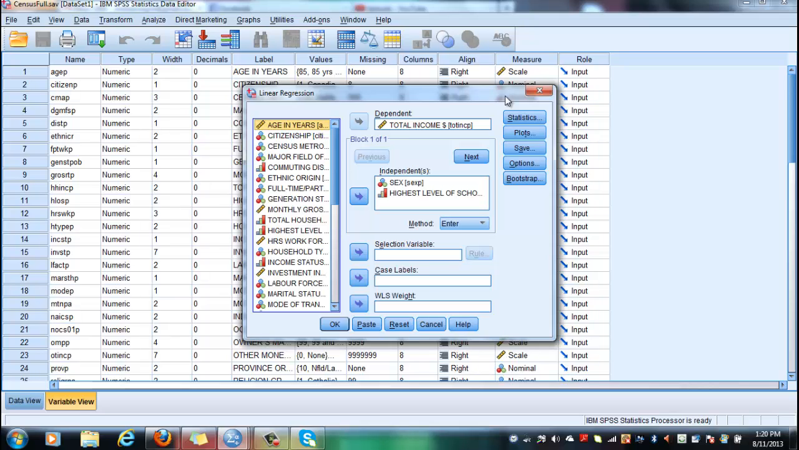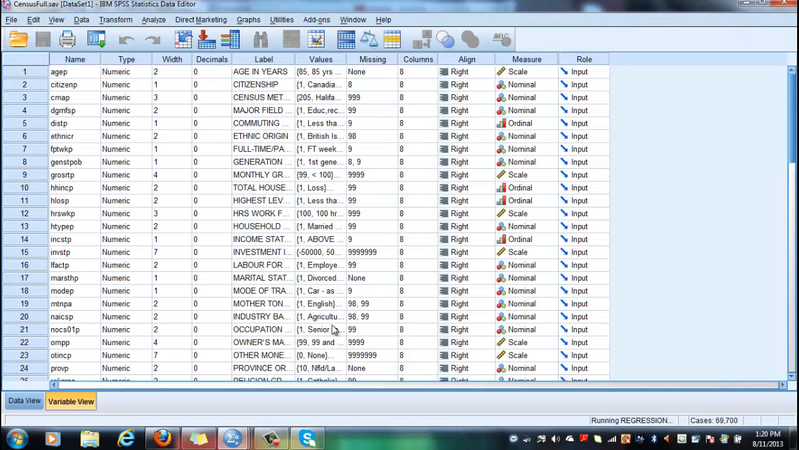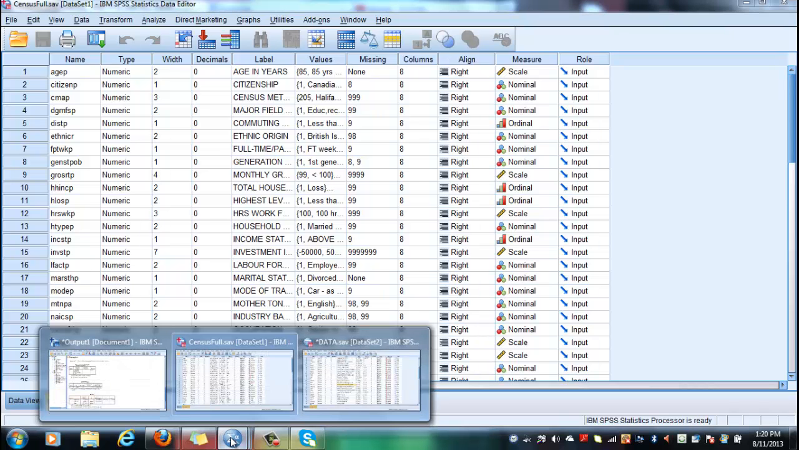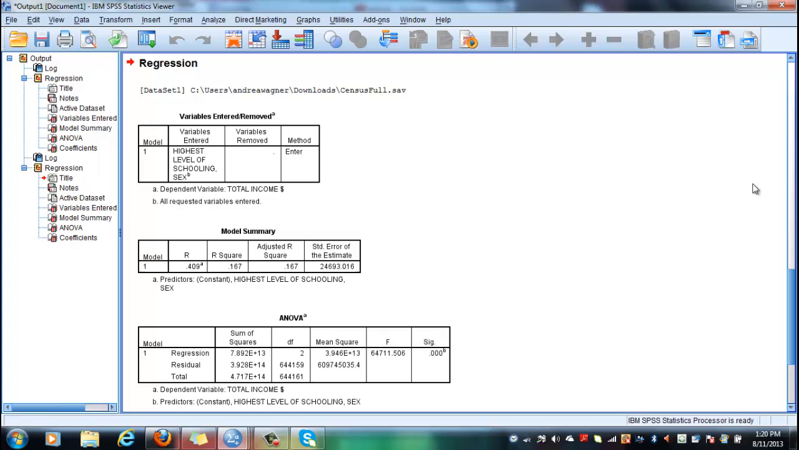So first of all, your dependent will be total income, and your independents will be gender and the highest level of schooling. Let's say OK and see what the output will be after we are running this test. Click on output, and here you go.